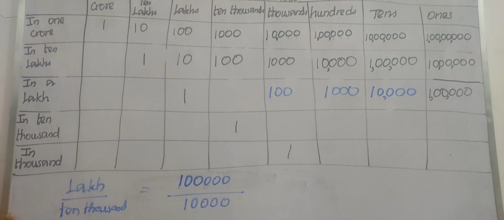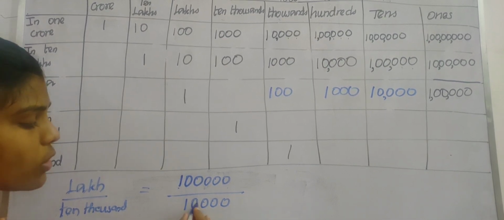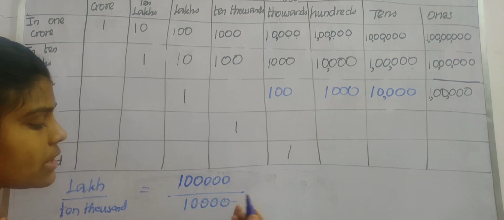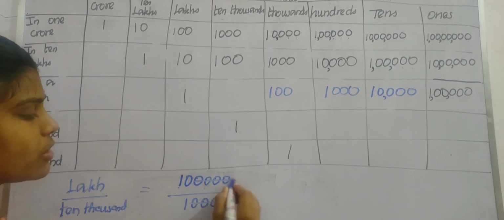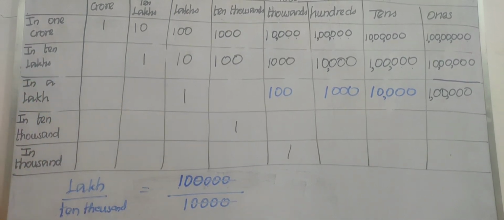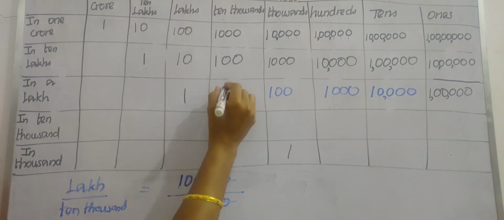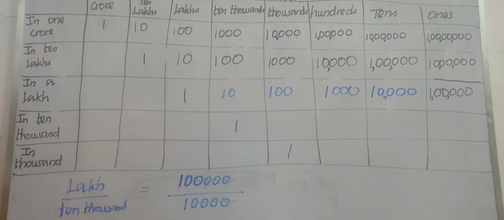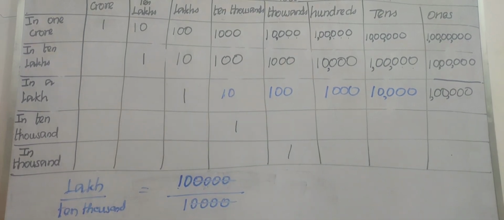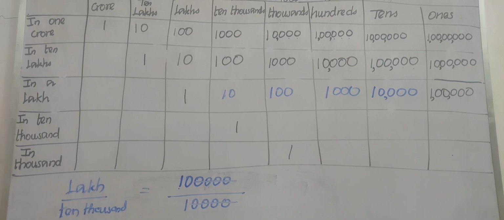So let us strike out the commas. Strike out the zeros. Okay. So 4 zeros we are having here, right? So just strike out the 4 zeros and here also just strike out the 4 zeros. So what will you get? 10, right? So there are 10 times 10,000s in a lakh.